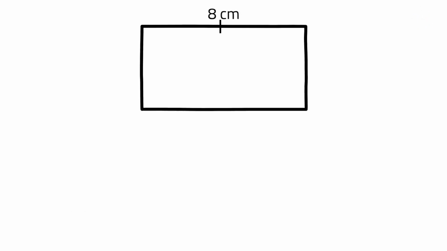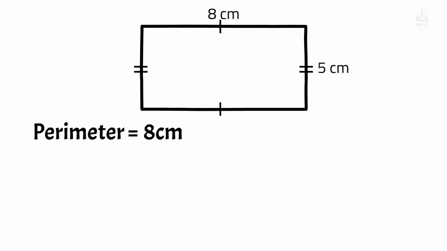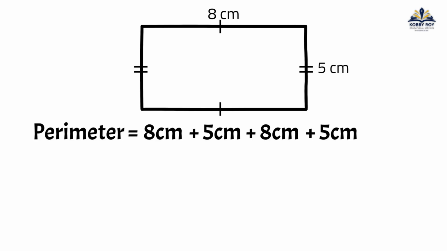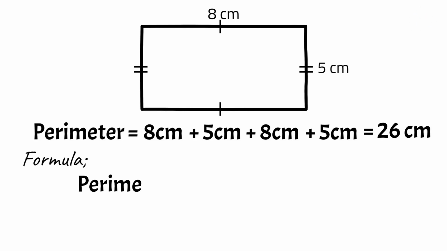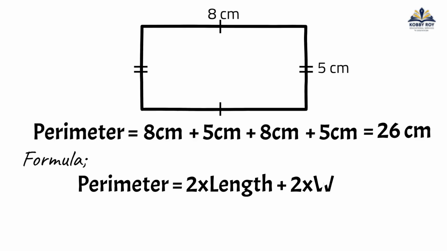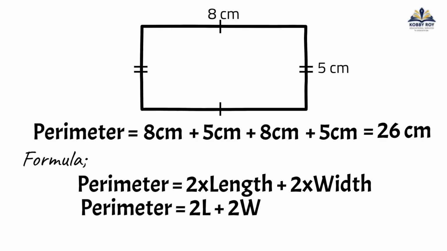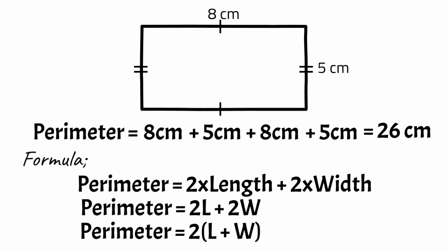For example, if a rectangle has length 8 centimeters and width 5 centimeters, the perimeter is 8 centimeters plus 5 centimeters plus 8 centimeters plus 5 centimeters, which equals 26 centimeters. We can also calculate it as perimeter equals 2 times length plus 2 times width, or perimeter equals 2L plus 2W. This can further be simplified as perimeter equals 2 bracket opened L plus W bracket closed.